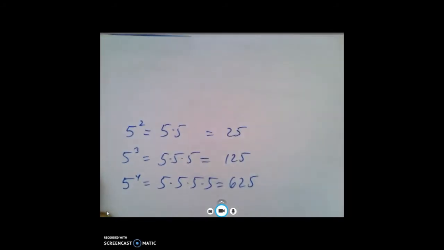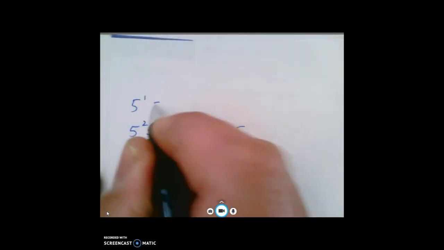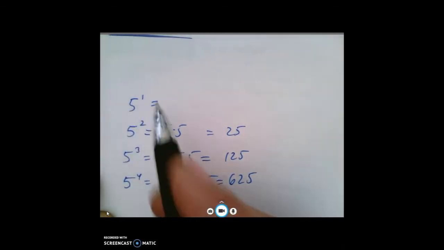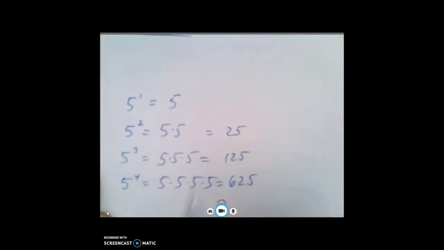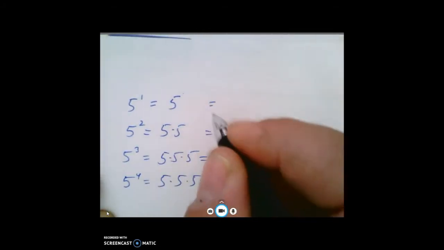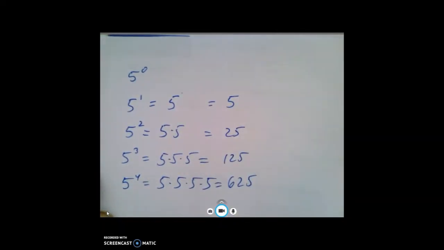Okay. But let's work backwards. What if you had 5 to the 1? You might be like, well, why would you write that? Well, it does come up. There are times when you need that. Well, 5 to the 1 means write 5 one time. Okay, and 5 to the 1 would just be 1 5, so it would just be 5. And 5 to the 0 then, well, what would we do? Now we got to think here. Should it be 0? A lot of students would say it should be 0.